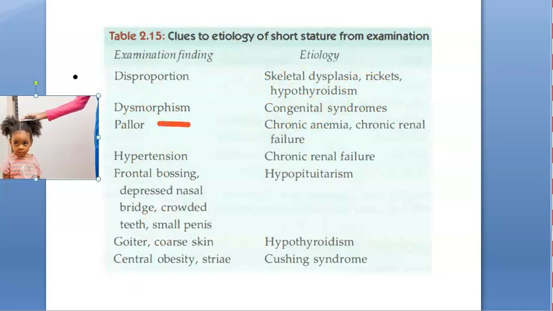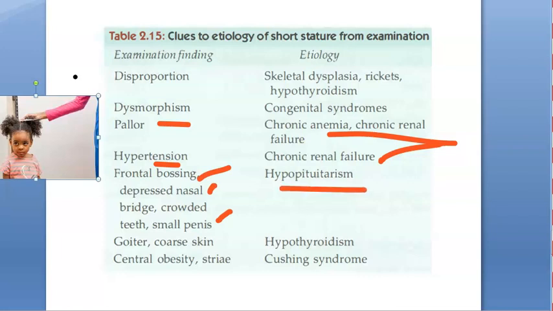Pallor, if the pallor is there, that means anemia. That means that baby has anemia. Hypertension, if the baby has hypertension, chronic renal failure. Frontal bossing, depressed nasal bridge, crowded teeth, small penis. Come on, think. Hypopituitarism, okay. See, it is having the small penis, you can guess something is less.